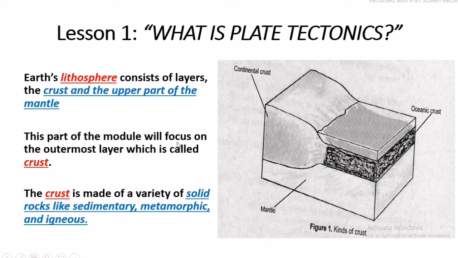Of our very first lesson, what is plate tectonics? Earth's lithosphere consists of layers, the crust and the upper part of the mantle. This part of the module will focus on the outermost layer, which is called the crust. The crust is made up of a variety of solid rocks like sedimentary, metamorphic, and igneous rocks. As you can see in the diagram, this is the lithosphere. Lithosphere is composed of the crust and the upper mantle. The crust has two types, continental crust and the oceanic crust.